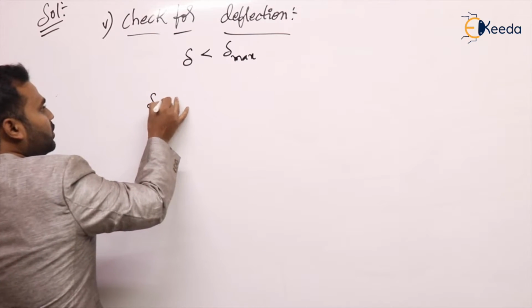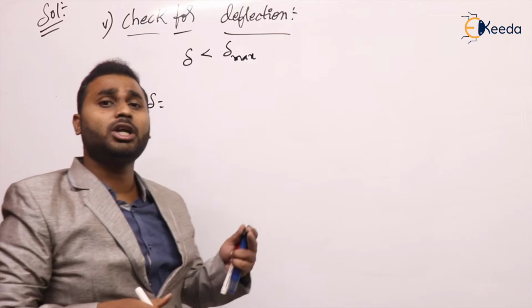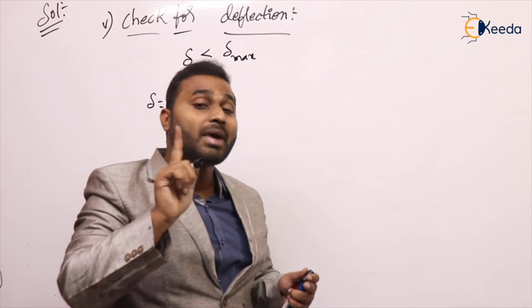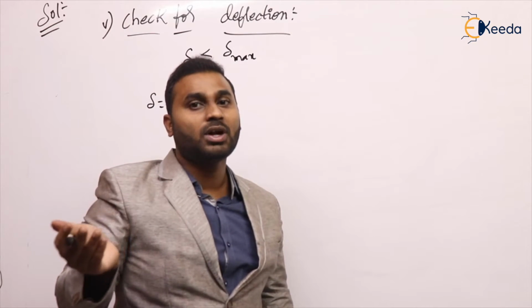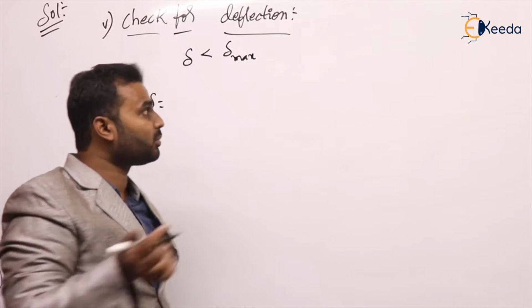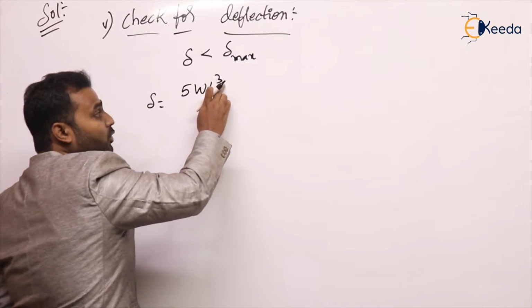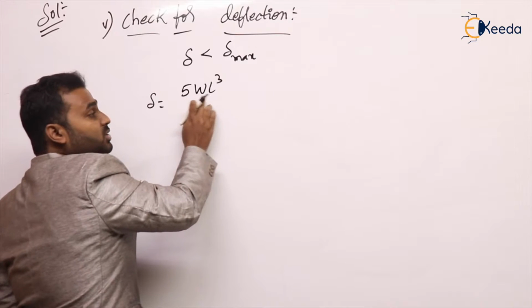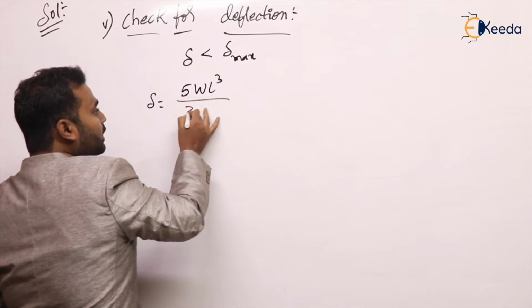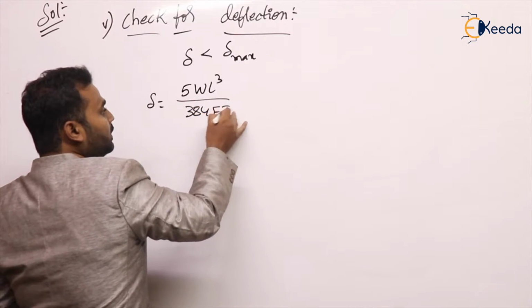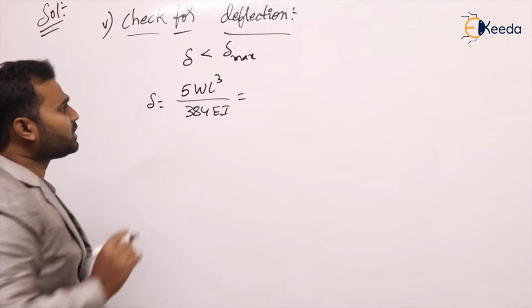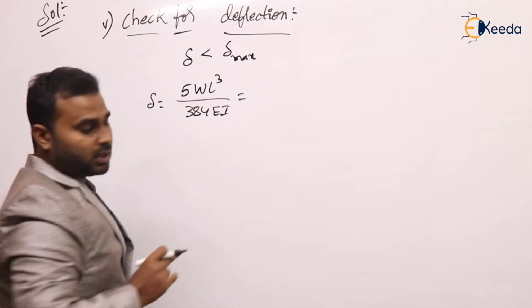Clear? Now, delta is equal to, as the given beam is a simply supported beam with UDL, what is the maximum deflection in that case? Which is what we have studied in strength of materials, the standard formula, that is 5 W L³ by 384 EI. The reason it is a capital W, not small w. Is that clear? This was the formula.